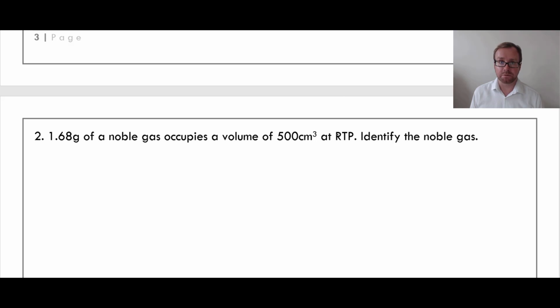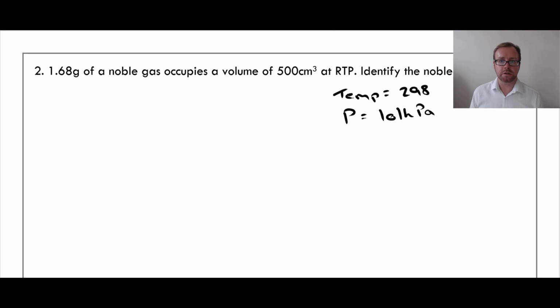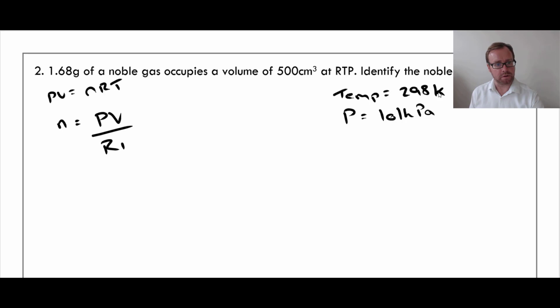Okay, so you need to look back at your room temperature and pressure first of all. You should have found that room temperature is 298 Kelvin and pressure is 101 kPa. So the first thing I need to do is work out my number of moles using the ideal gas equation. PV equals nRT, so n equals PV over RT.